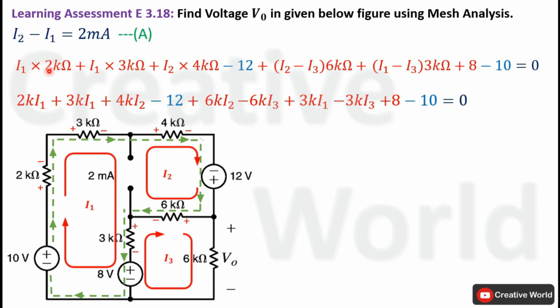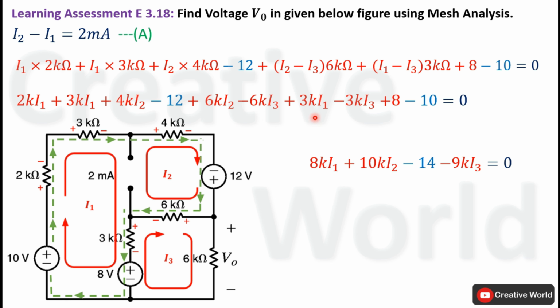The equation will become 2k I1 plus 3k I1 plus 4k I2 minus 12 plus 6k I2 minus 6k I3 plus 3k I1 minus 3k I3 plus 8 minus 10. Now add all the same variables together. 2k I1 plus 3k I1 plus 3k I1 will become 8k I1. Similarly, 4k I2 plus 6k I2 will become 10k I2.